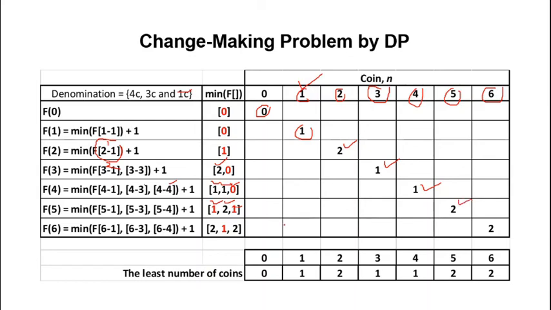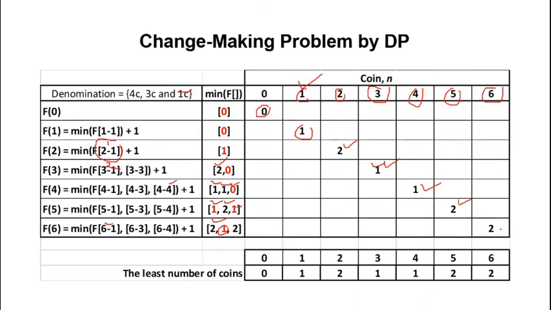And finally, n equal to 6, as per our example just now. 6 minus 1 is 5. We have already done 5, return 2. 6 minus 3 is 3. We have already the solution for this, 1. And 6 minus 4 is 2, so we got 2, 1, 2. And this is the minimum.